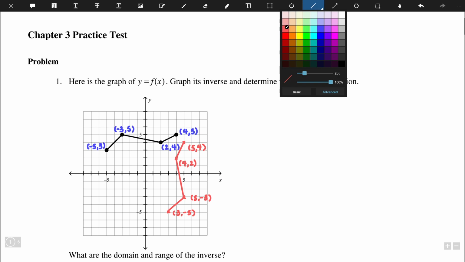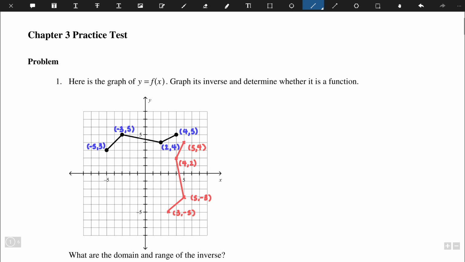Also of note is that if we were to draw the line y equals x, like so, then the function and its inverse will be mirror images of one another.